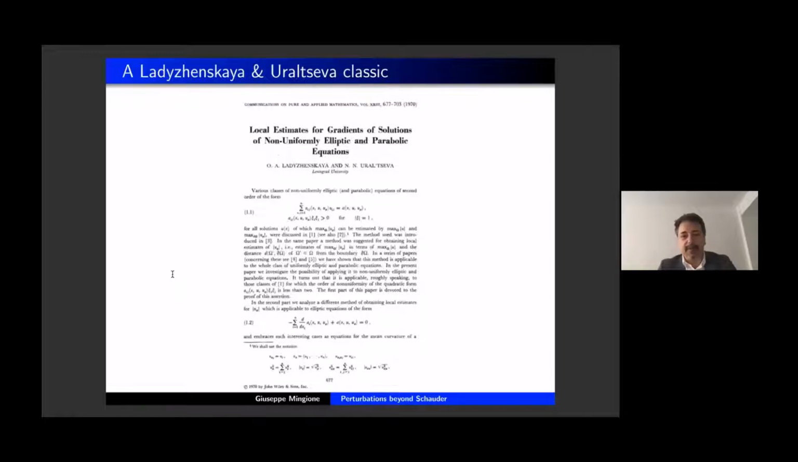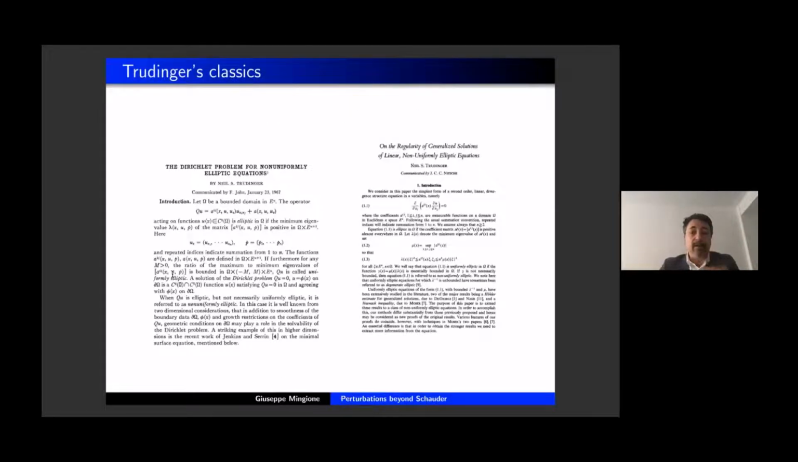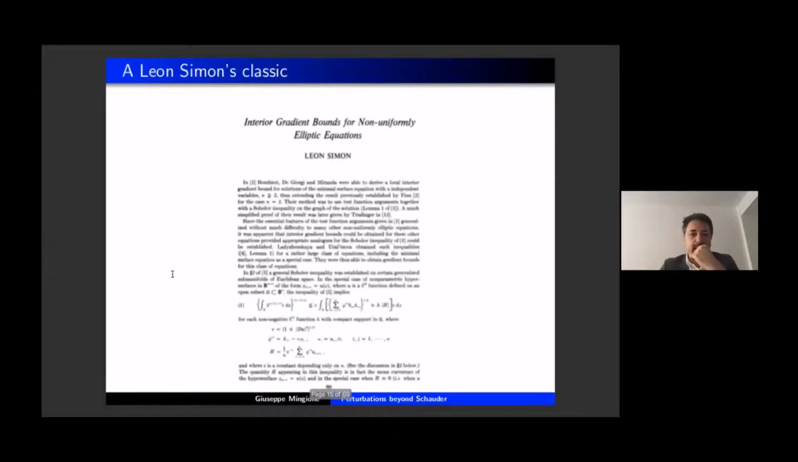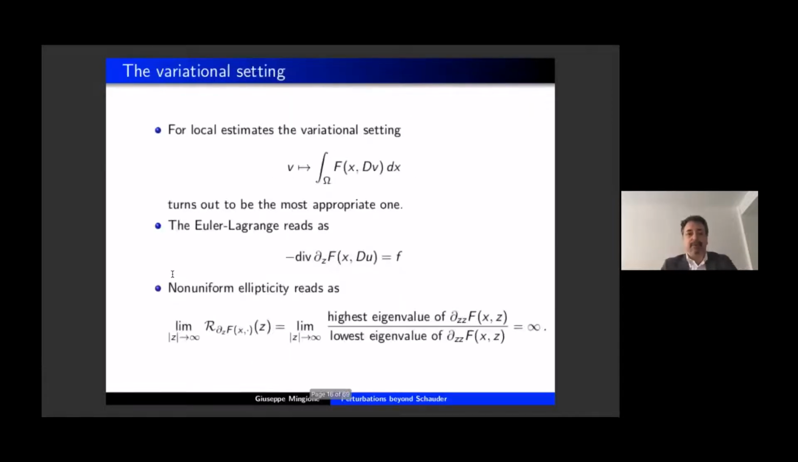This is a famous paper of Ladyzhenskaya and Ural'tseva on the topic. Essentially, there are also extending properties of minimal surfaces here. And these are papers related to Trudinger's thesis. And this is Leon Simon's paper I was talking about before. So just a few examples.